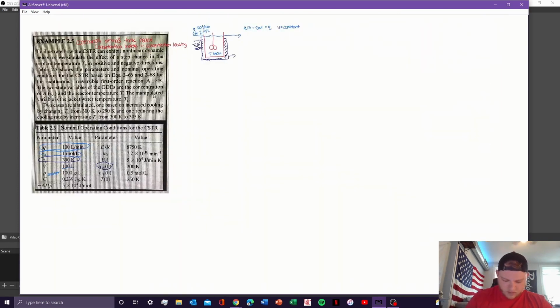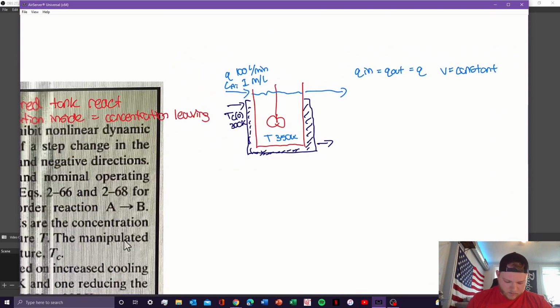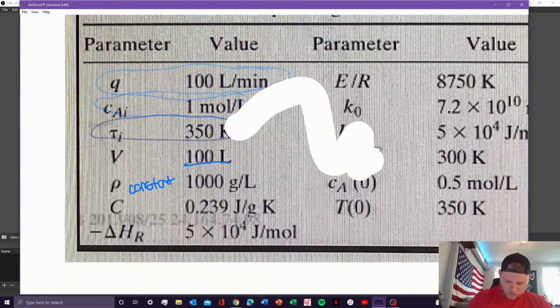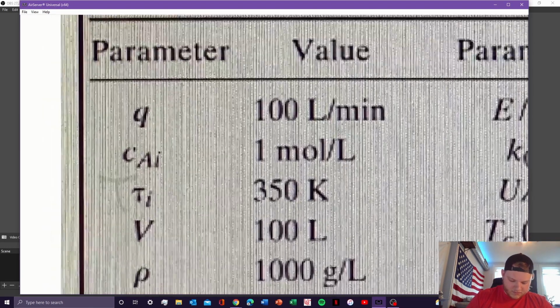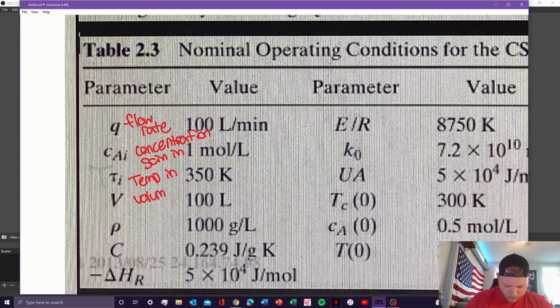Okay, what else can we do with our diagram here? I think that is good for the diagram. Let's look at some more variables. So we said this was the flow rate. This is the concentration going in. This is the temperature inside. This is the volume. It is constant. This is the density. It is constant.